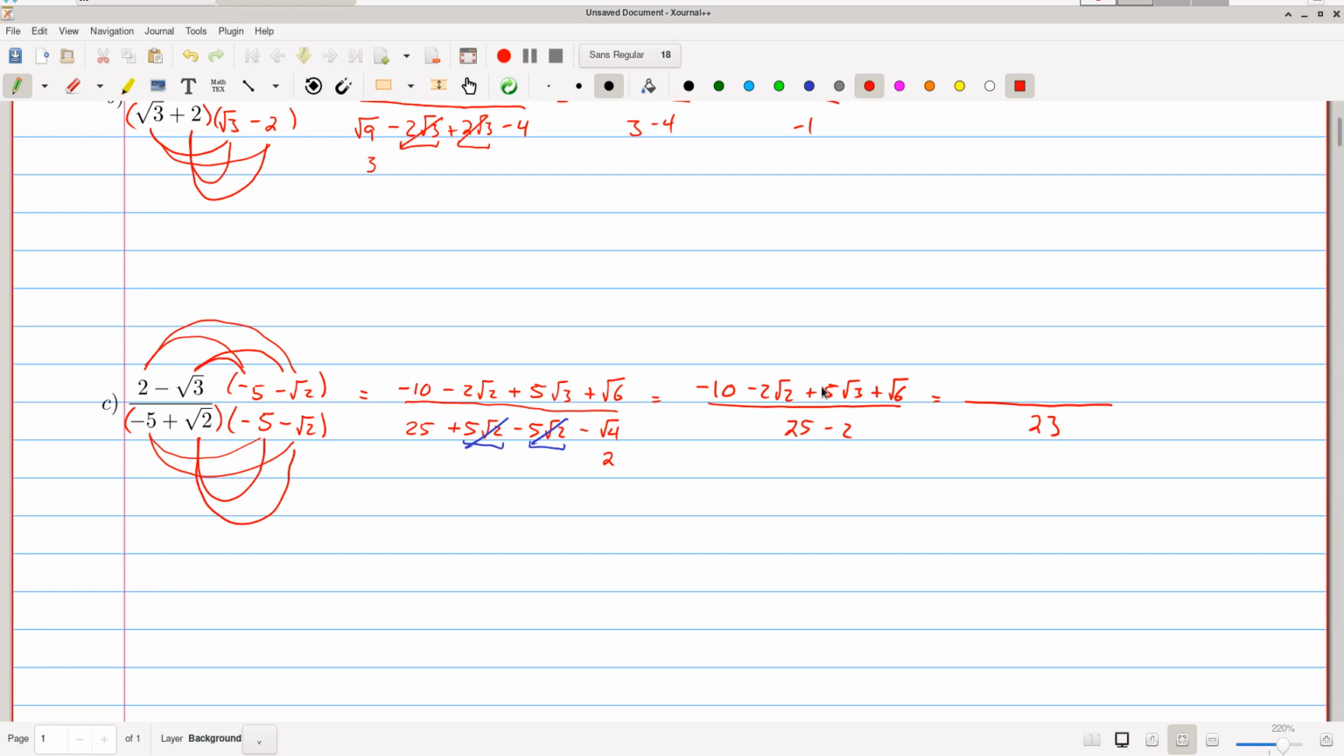And there's nothing we can really do on top, so we're just going to bring this along for the ride. Negative 10 minus 2 radical 2 plus 5 radical 3 plus radical 6 all over 23.